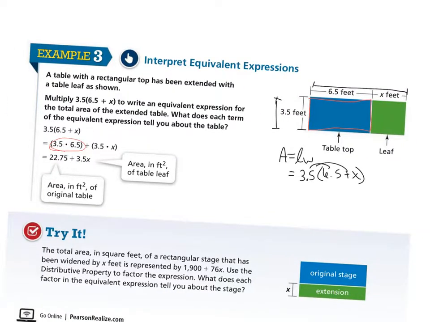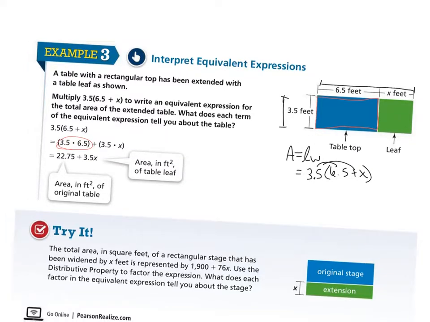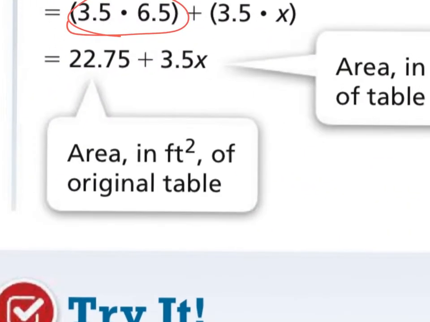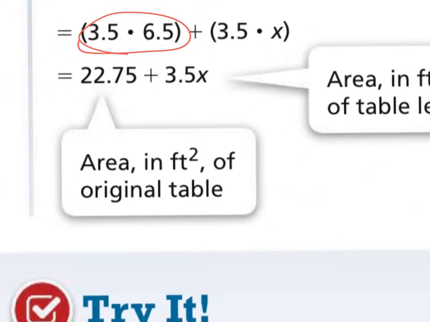Leaves, I guess, can go anyway. Most of the ways that I've seen leaves actually get added in towards the middle of the table. But anyway, they're just trying to simplify things for us, I think, here, putting it on the end. And then the 3.5x would just be the area just of the leaf part of the table.